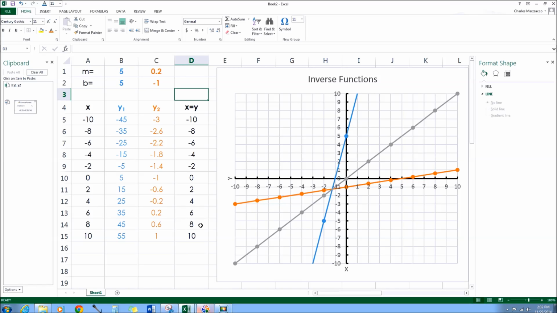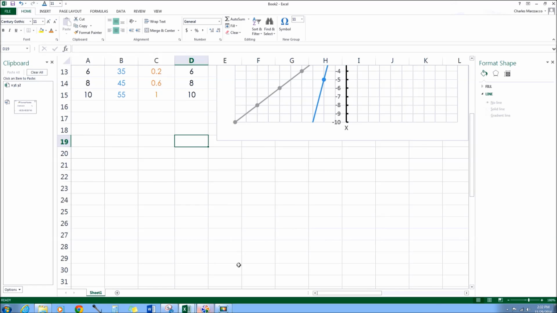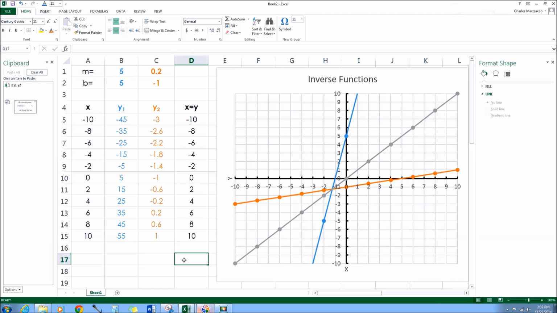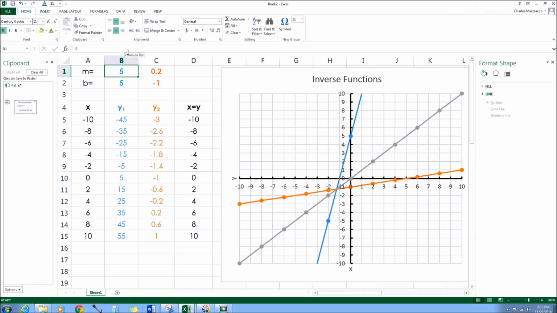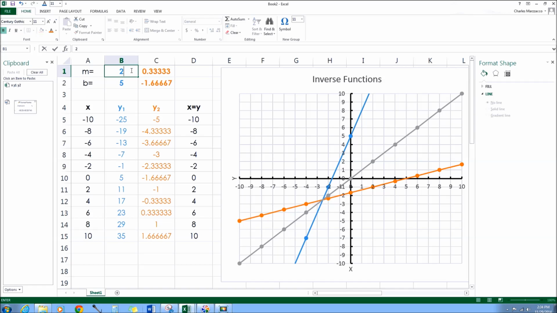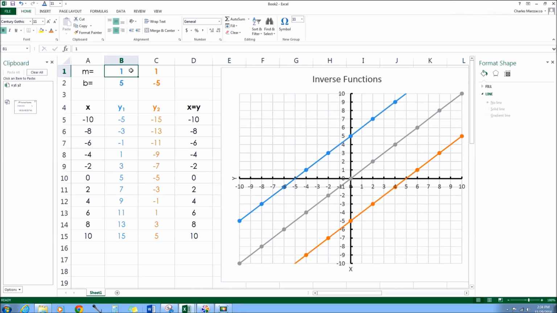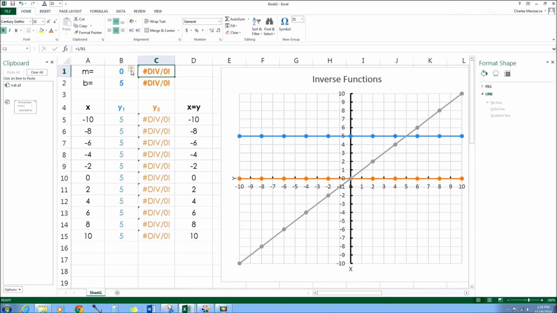And also, here they cross at x equals y. They will always cross at x equals y, and that spot will always be negative b divided by m minus 1. Let's put in all different values. 4, 3, 2, 1, 0, and now we have a problem.